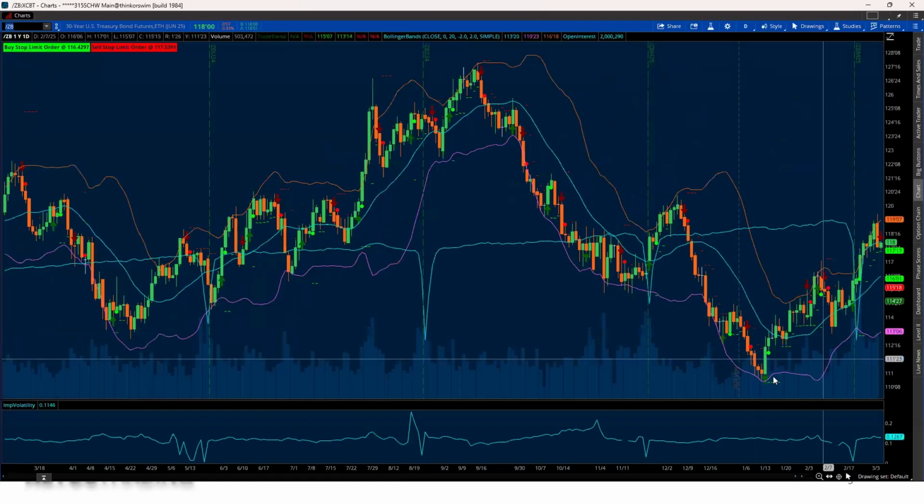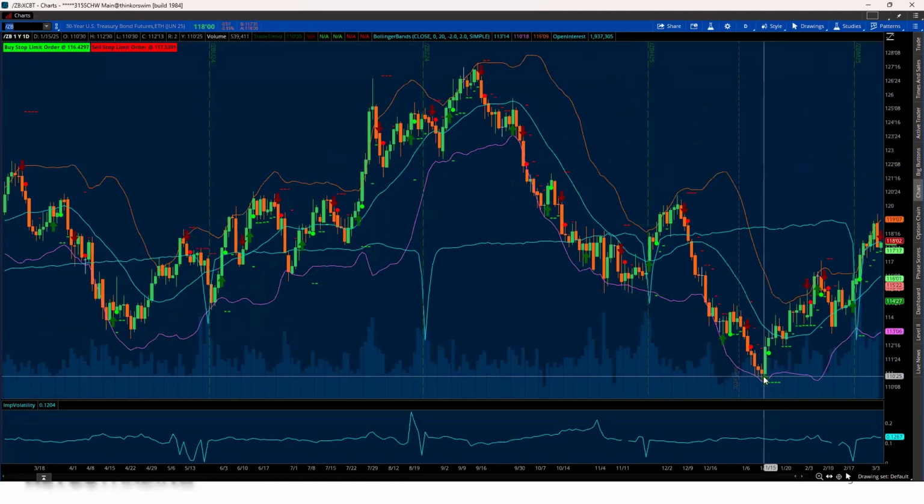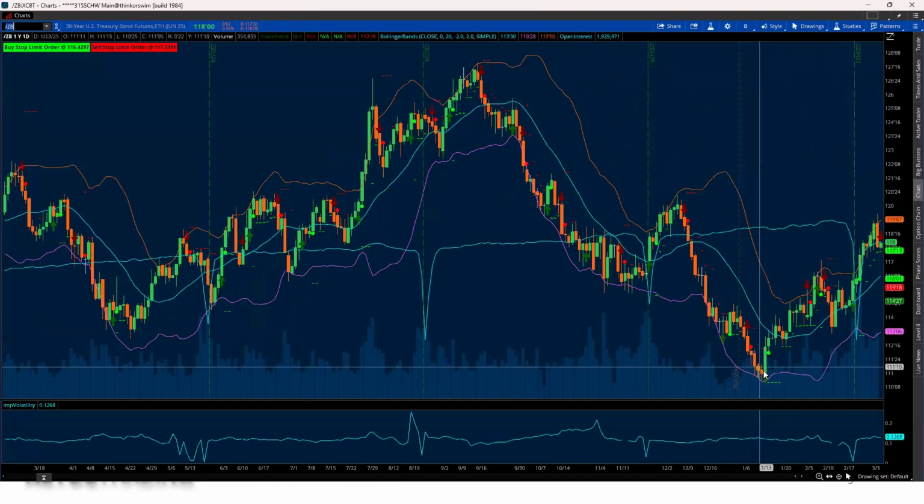Back in mid-January, we started to see a major rotation out of equities into bonds. That was a big clue.